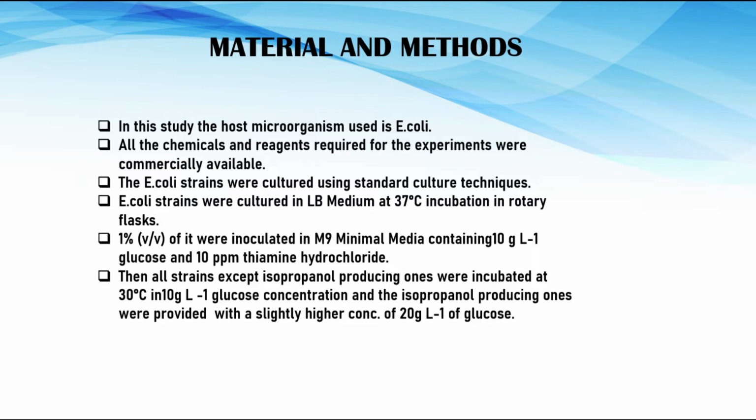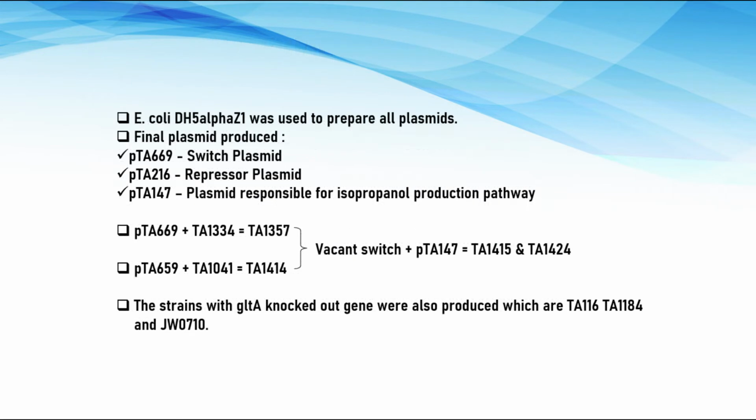Strains producing isopropanol were inoculated in a slightly higher glucose concentration than the non-producing ones, and the final plasmids were produced by multi-step processes of additions and deletions, introducing different plasmids in different strains. The final plasmids produced were PTA669, which is a switch plasmid, PTA216, a repressor plasmid, and PTA147, the plasmid responsible for the isopropanol production pathway.